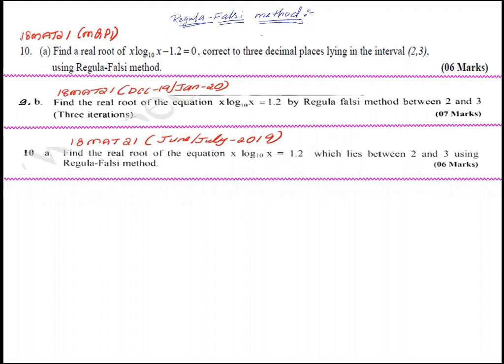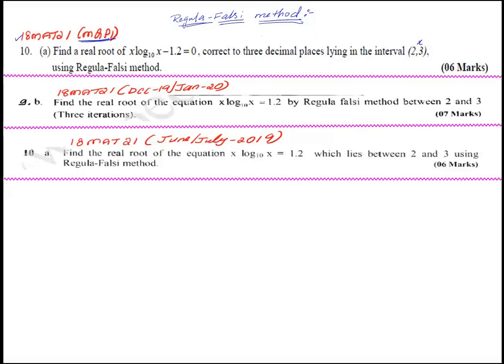The first problem is from 18 Mat 21 model question paper number 1. The question is: find a real root of the equation x log to the base 10 of x minus 1.2 equal to 0, correct to 3 decimal places, with the root lying between 2 and 3, using the regula falsi method.